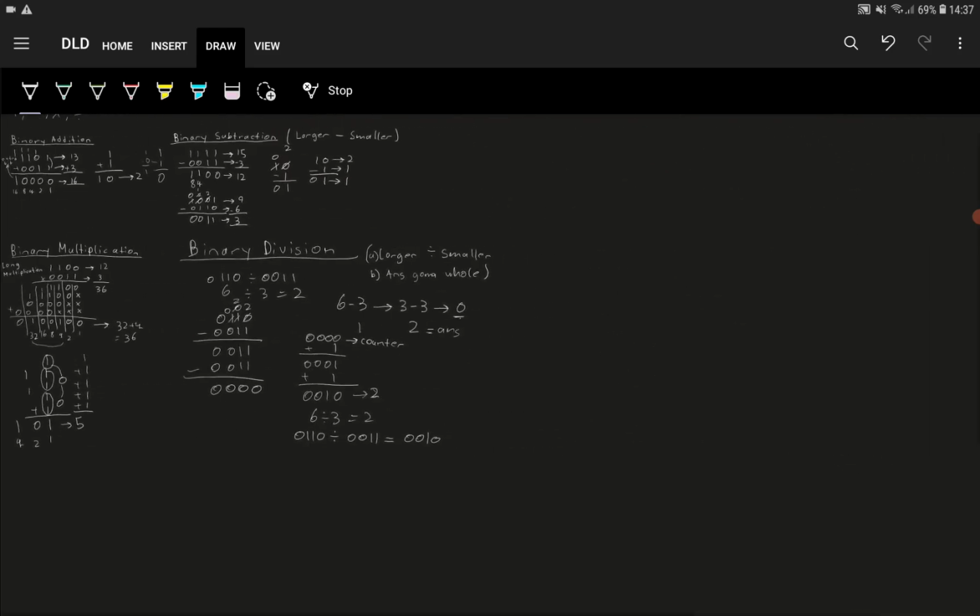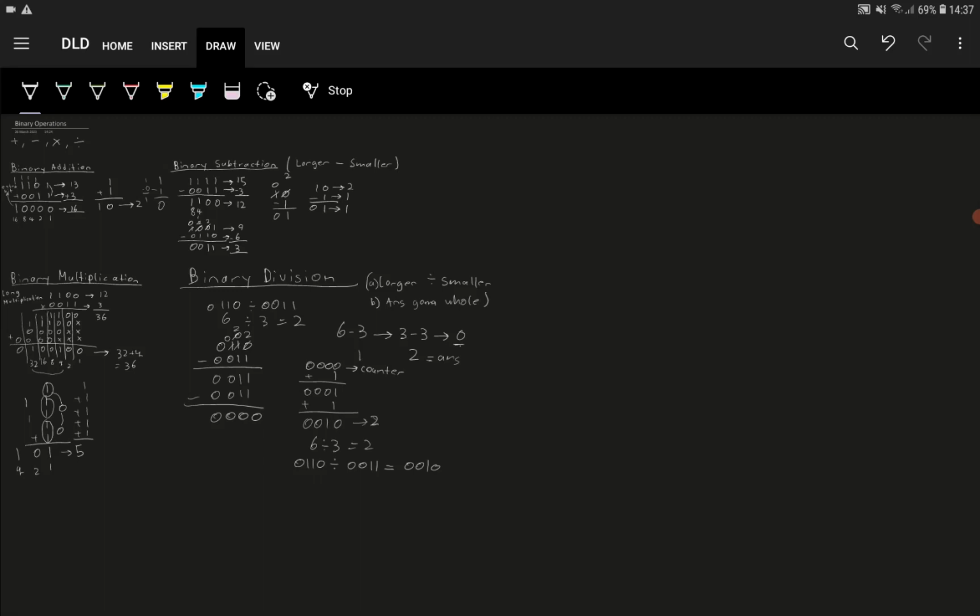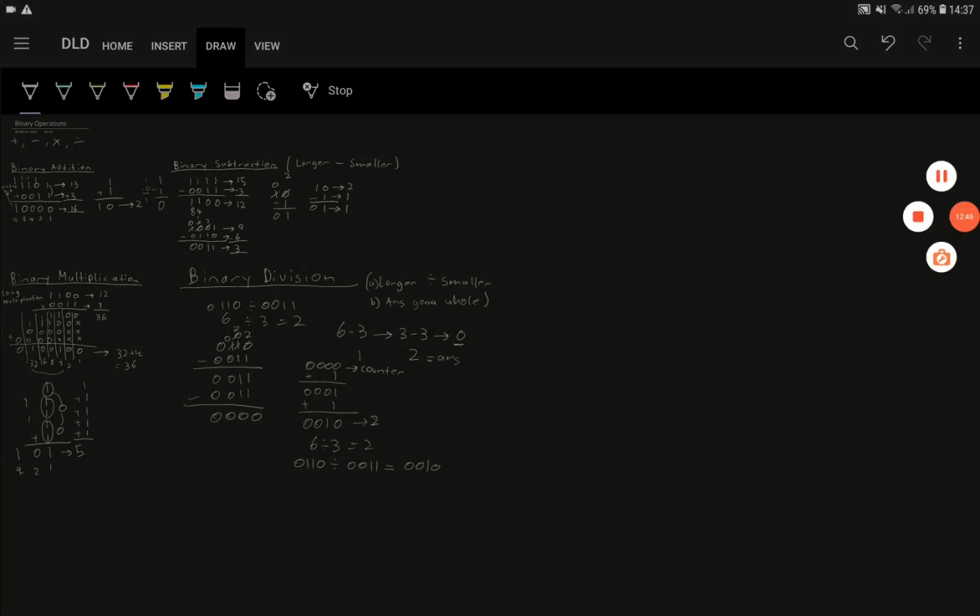And that's all there is to binary operations. I hope you learned something, and I have proved that I can maybe explain things a little clearer. That in and of itself wasn't clear at all.